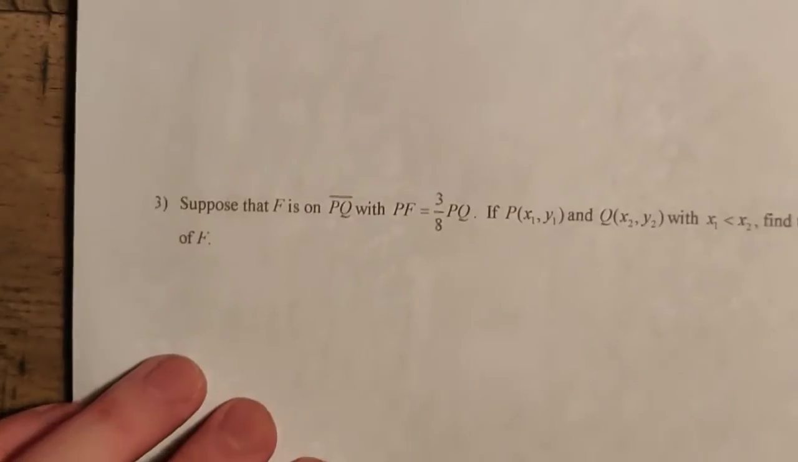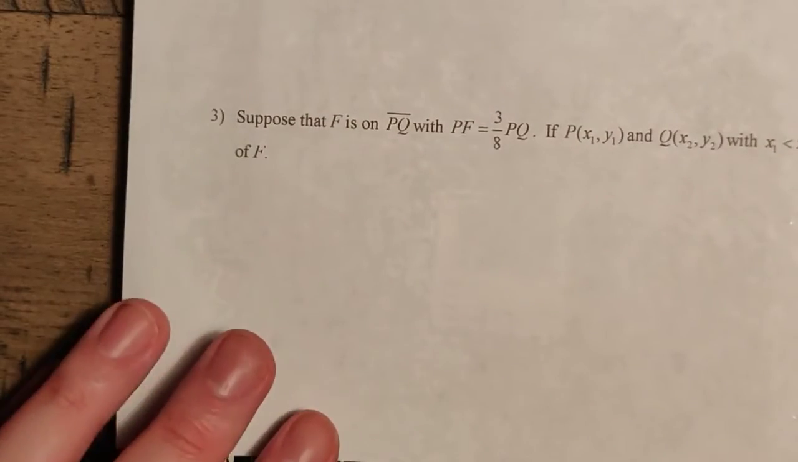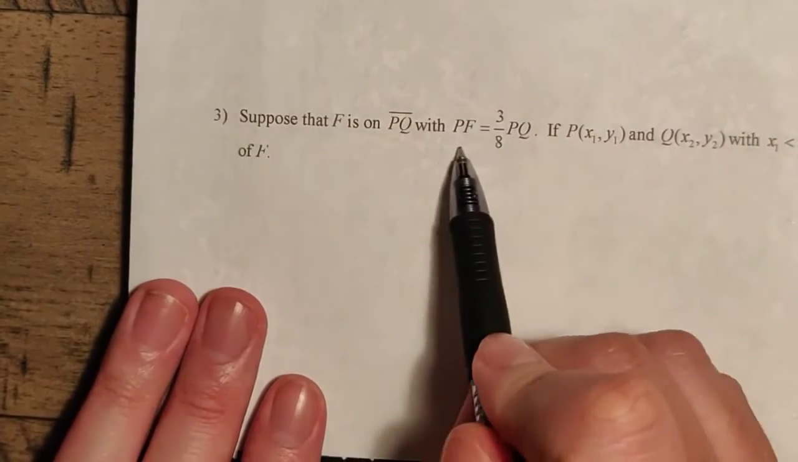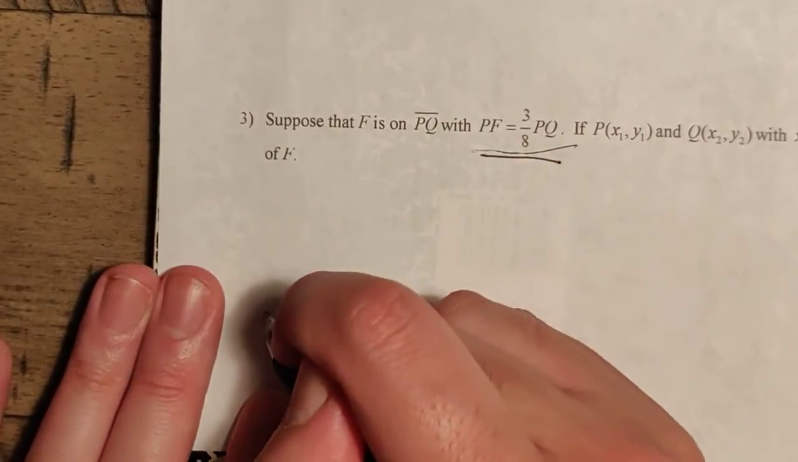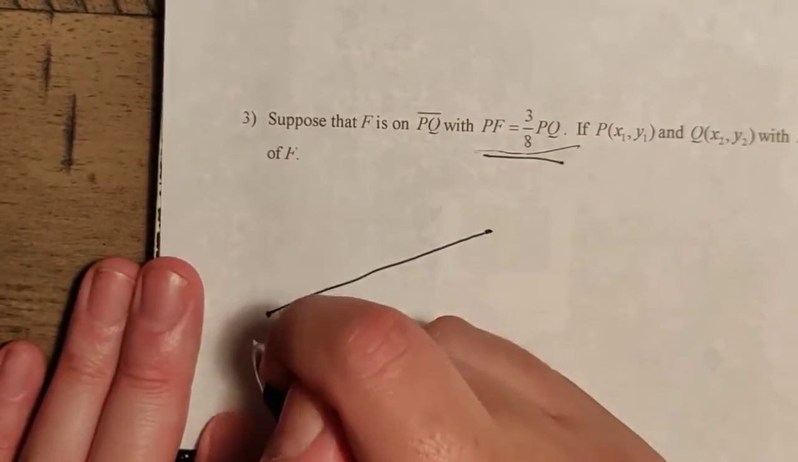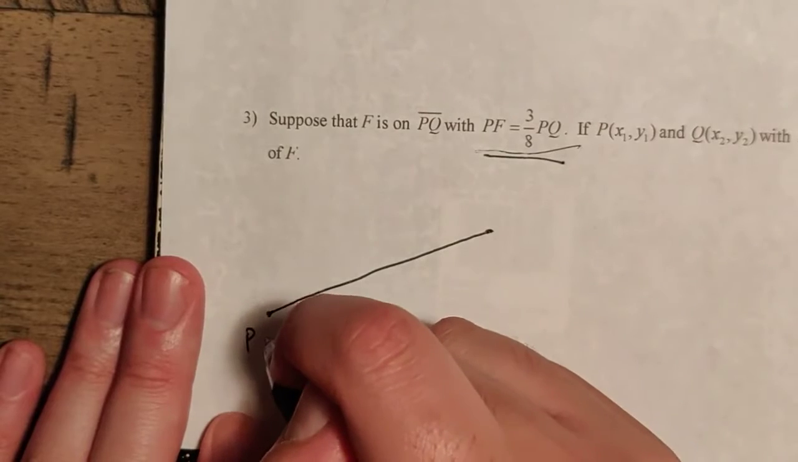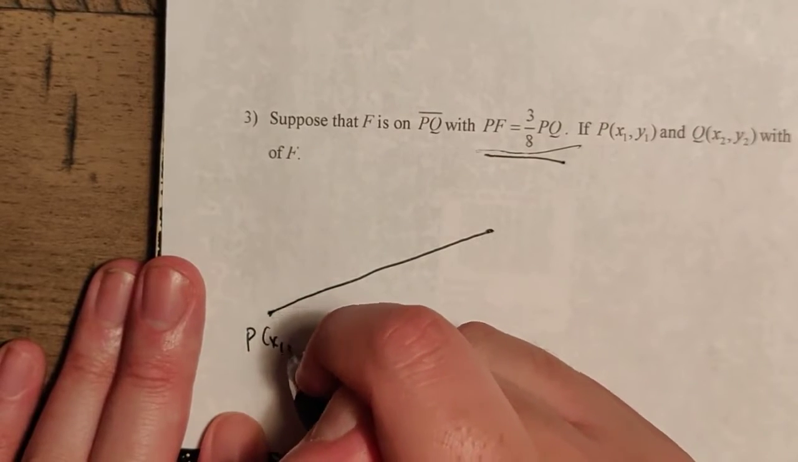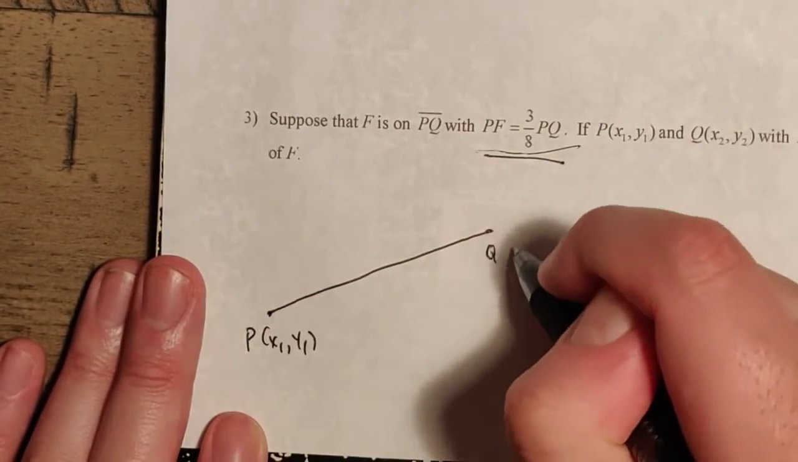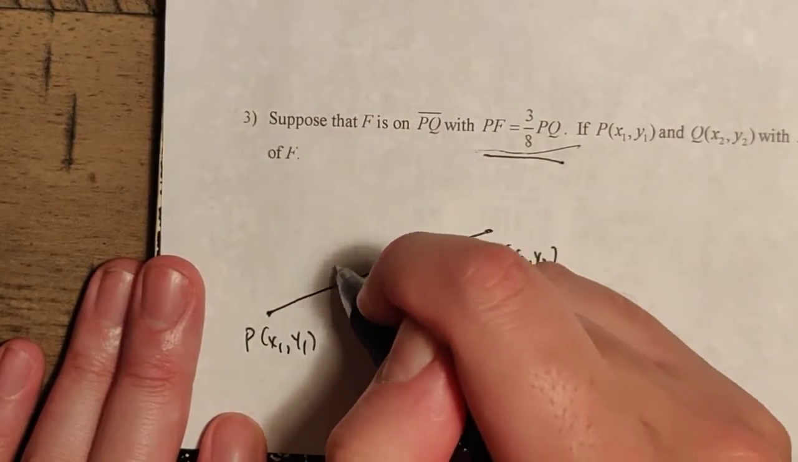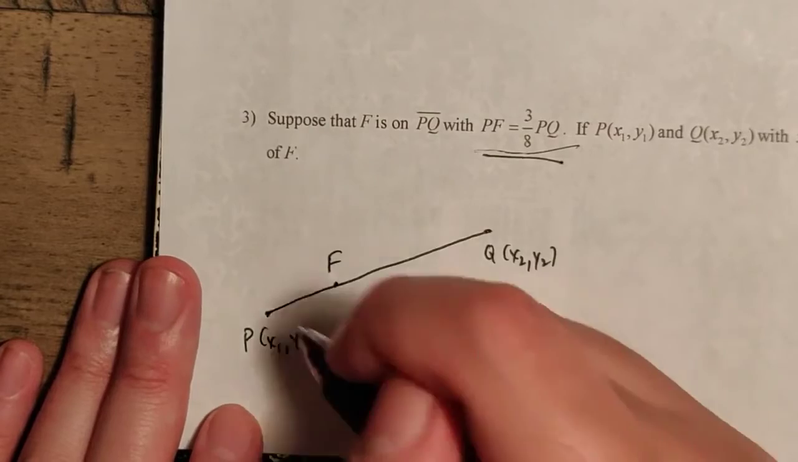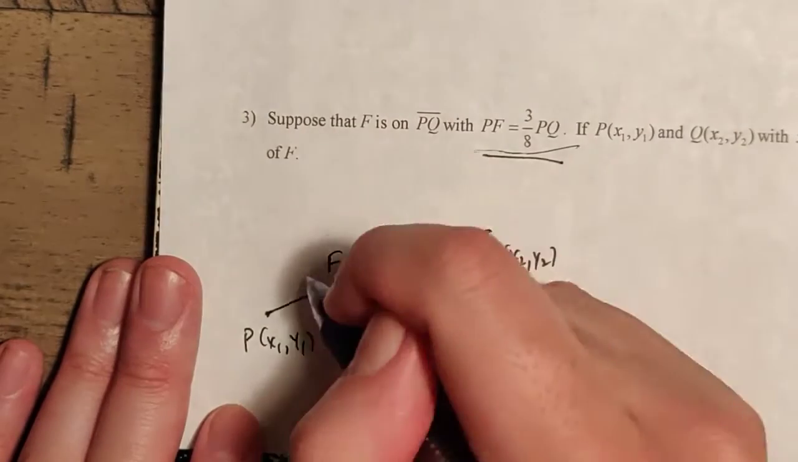Now, in much the same way, we can do this for number 3 here. So we're going to find the coordinates of F. Now note that PF is 3/8 of PQ here. So again, if you remember what we just did here, it shouldn't be too hard to note what's going on. So again, P is x1, y1. Q is x2, y2 here. And again, we have PF here is 3/8 of PQ. So that means this is going to be in a 3 to 5 ratio.